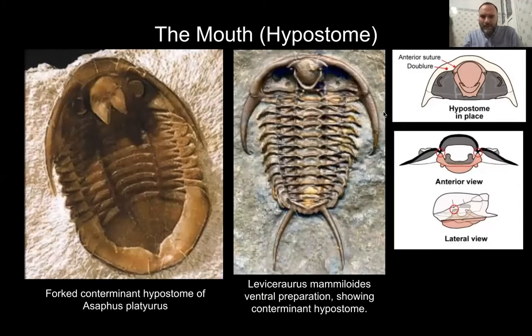So here, I wanted to talk about the mouth a little bit. Their mouth was underneath. It's called the hypostome, and it's often not preserved. I've never found one, but here are some examples. This mostly goes to show that they're bottom feeders primarily, at least for the ones that we have fossils for.